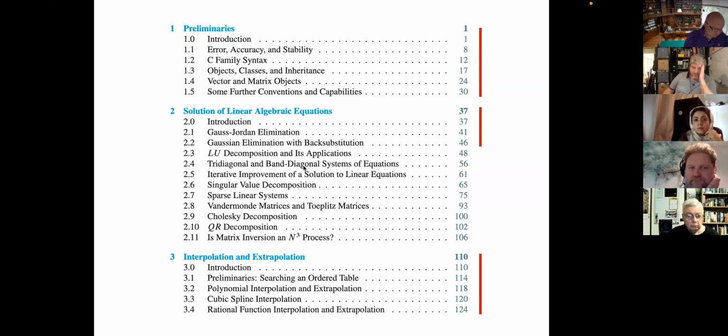So first, we're just going to run through the chapters here. Firstly, there's that chapter 1. Read that, especially this bit, error, accuracy, and stability. The rest of it, just have a skim.